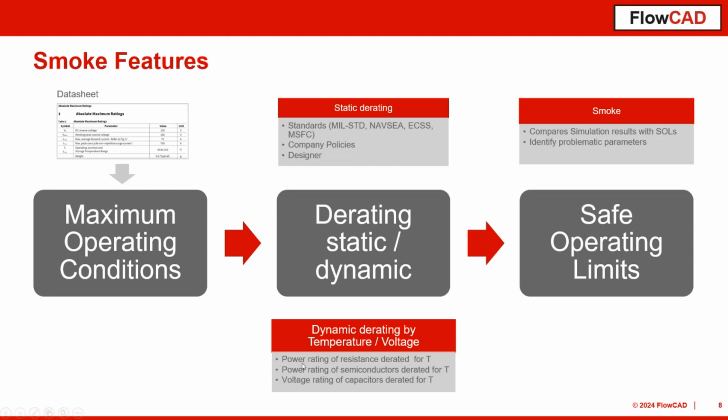And PSpice Smoke also applies this kind of dynamic derating automatically. And so you come to these safe operating limits. PSpice Smoke is then comparing the simulation results and checks if all the devices are operated within these limits. And then it says, okay. And if not, it will indicate that you have a problem there.